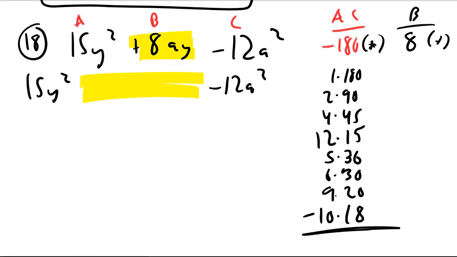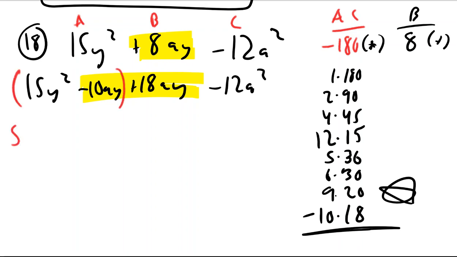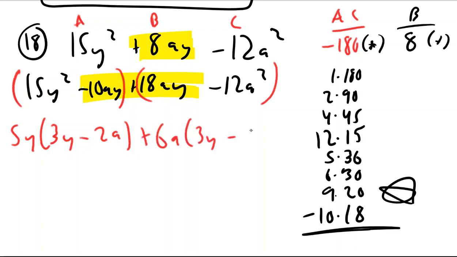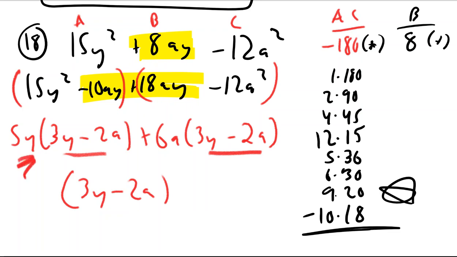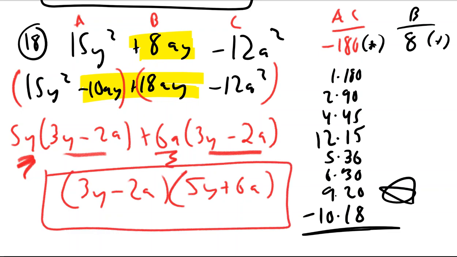Don't call this 8ay, call it minus 10ay plus 18ay. These are the magic numbers that make the factor by grouping work out. Group in GCF. Group in GCF. If these are the same, then you probably are on the right track. And if they're different, then something's definitely wrong, and you know to backtrack. So that's what I would go with.